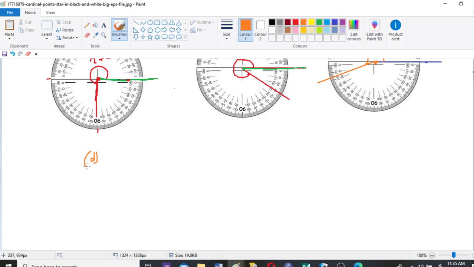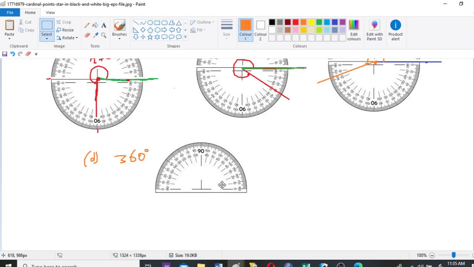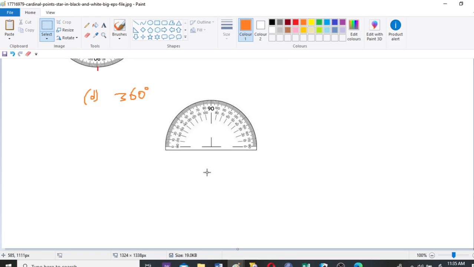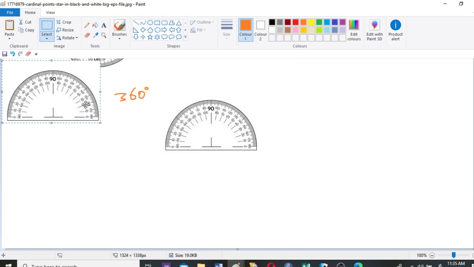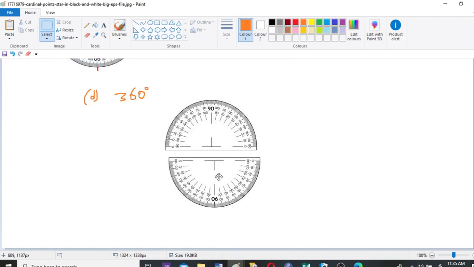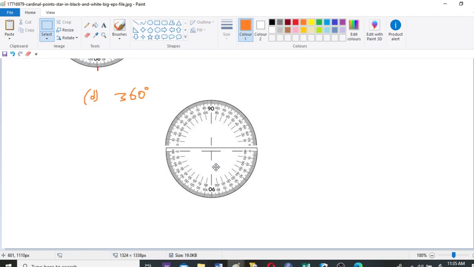Now the other one I would want you to check is, let's say this one is our D, where we just need to measure a 360 degrees angle. So you have your protractor again, but you know that this protractor is 180, right? Now your 360 is above 180, so what are you going to do? You get another one. Now that other one you get, you add it there.